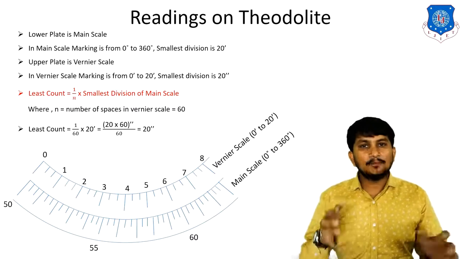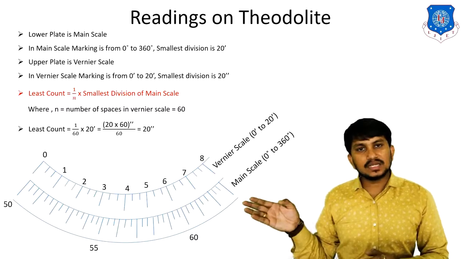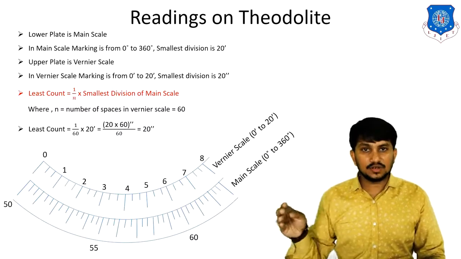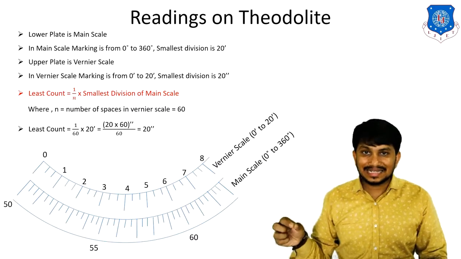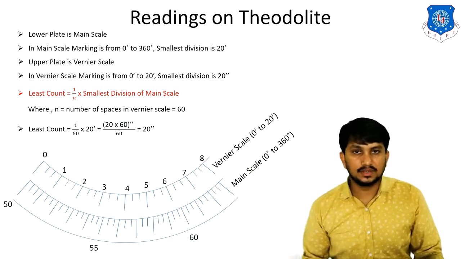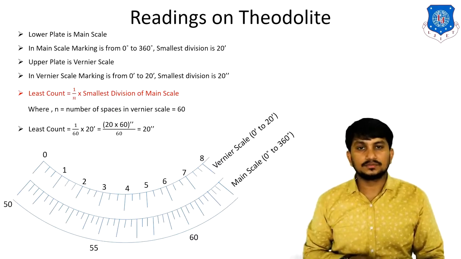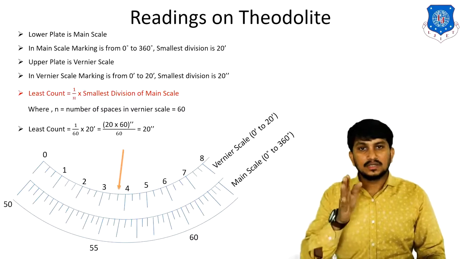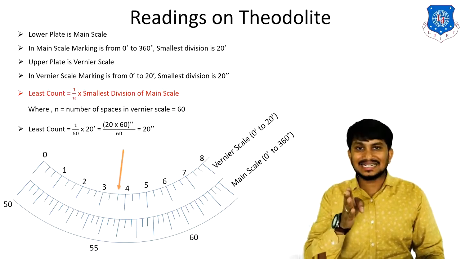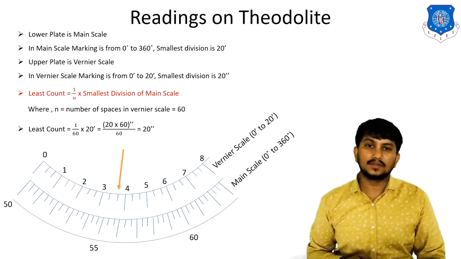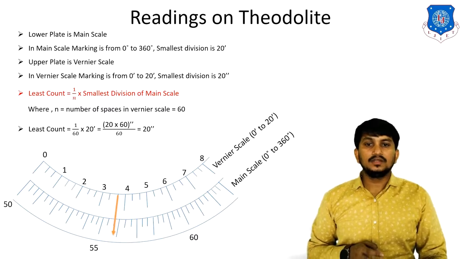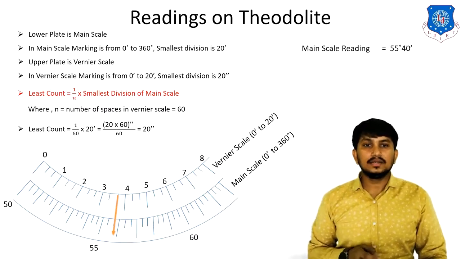For taking readings, we have to match the graduations of the main scale and Vernier scale. If one of the graduations is exactly in line with a Vernier scale graduation, the reading can be observed. Here, this arrow shows the graduation which is exactly in line with the Vernier scale. Okay, like this. So the reading is like this.